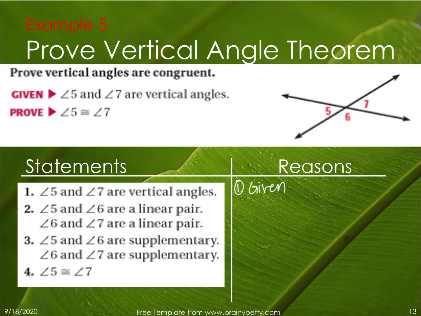Okay, look back. If two angles form a linear pair, okay, what would this one be? Vertical, and we're stating that they're linear pairs. This one's going to be the definition of linear pairs. Okay, so 2 is the definition of linear pairs. Or just linear pair.